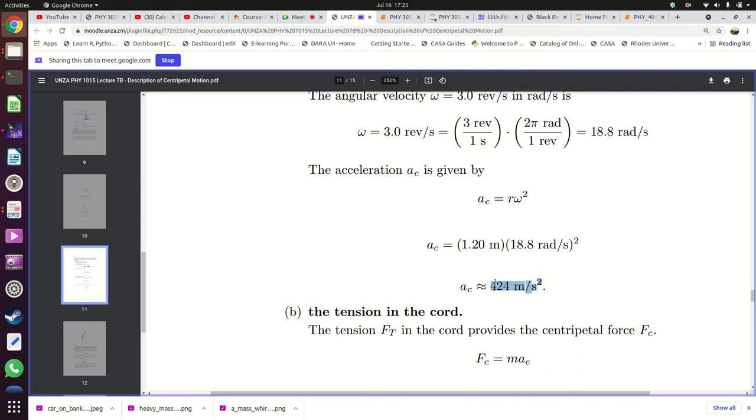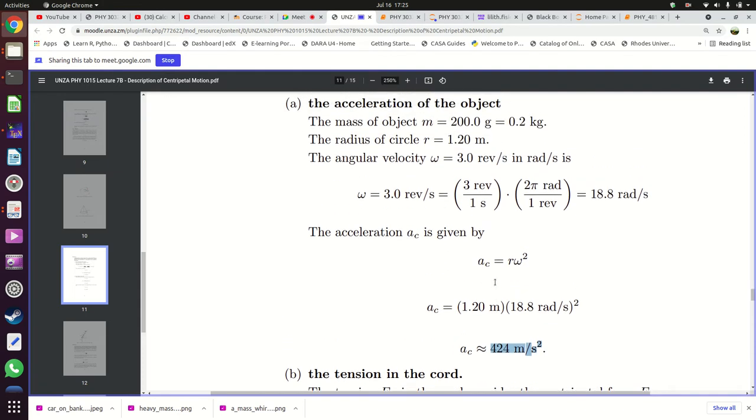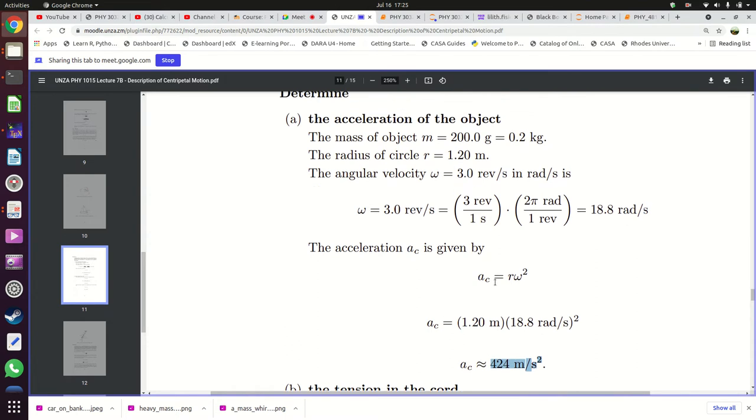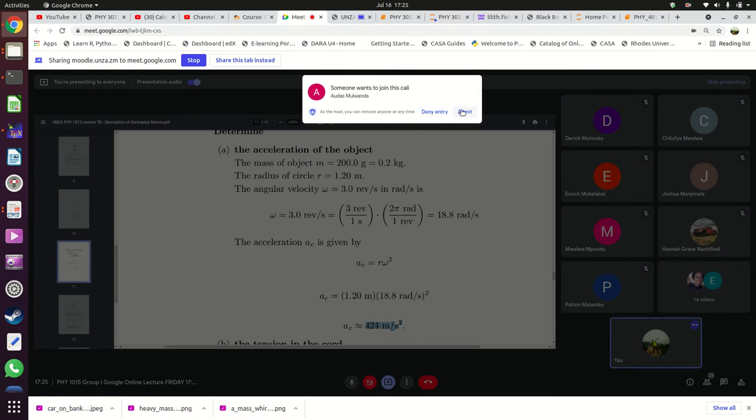Any question on how you find the acceleration? If you are given the radius and also the angular velocity in revolutions per second, you need to change that into radians per second. Are we clear?